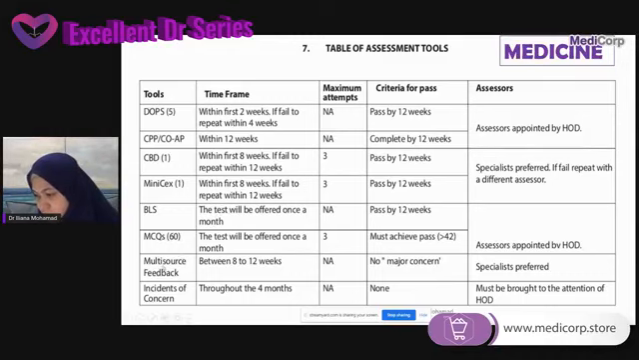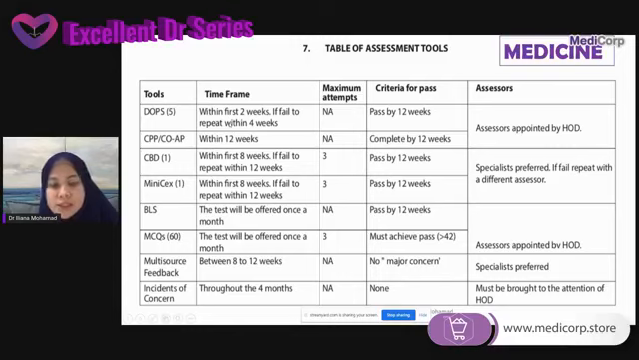Okay, and then multi-source feedback or your MSF. This is your attitude and professionalism. Okay, so if no major concern, okay, we'll see what the list of major concerns is, and incidents of concern. Okay, so take note that there's quite a number of assessment tools which you need to follow and attempt accordingly to the time stated in your logbook.